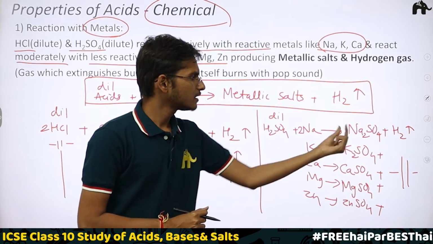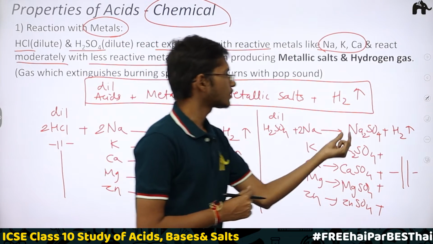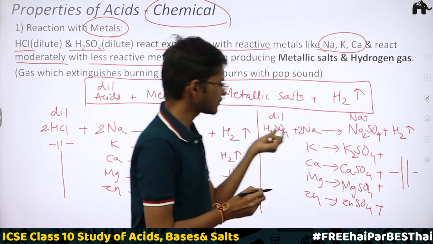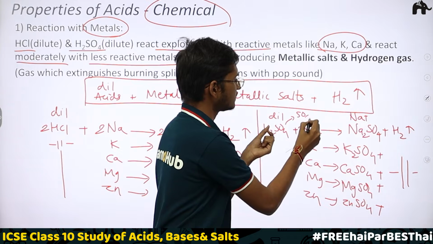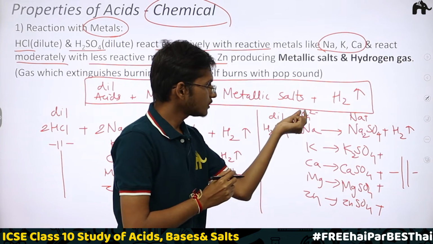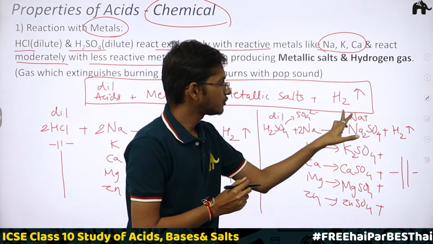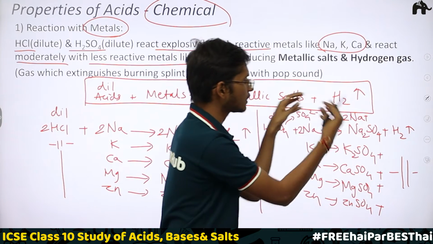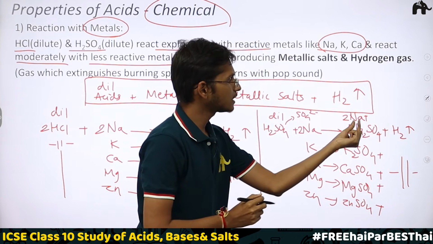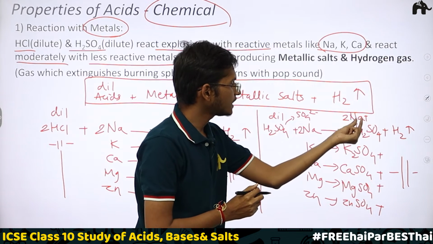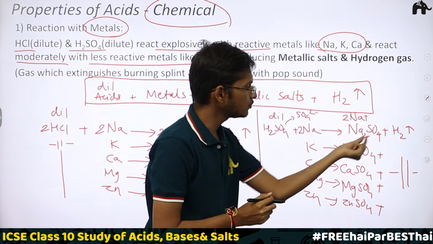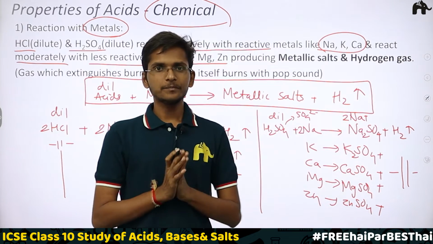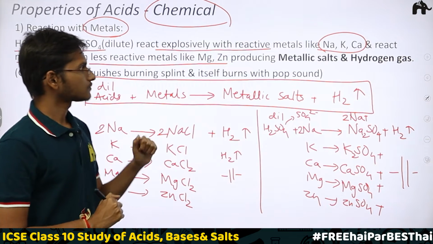It's very simple. See here, for Na2SO4, Na forms Na plus, and SO4 is SO4 2 minus. So in order to balance the charges, we need 2 Na plus. So 2 plus, 2 minus, now it's balanced. Now they combine and form the salt. There are 2 sodium atoms now, so Na2SO4. The same applies for all these metals as well. Very simple.